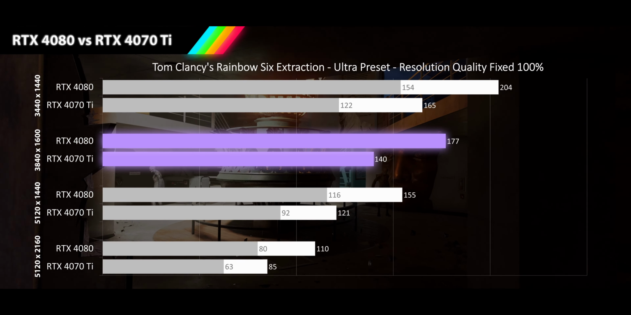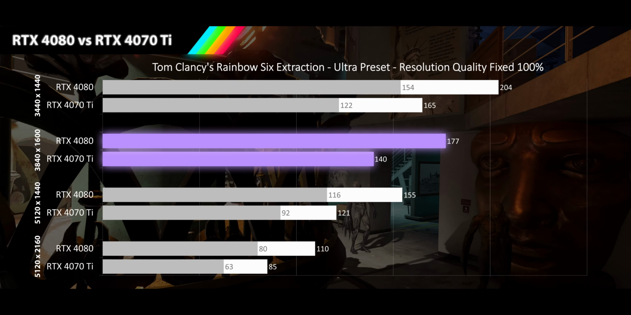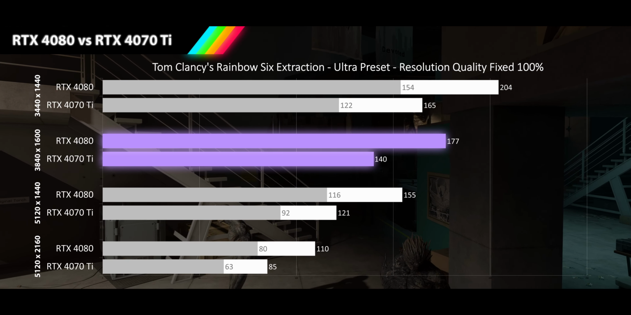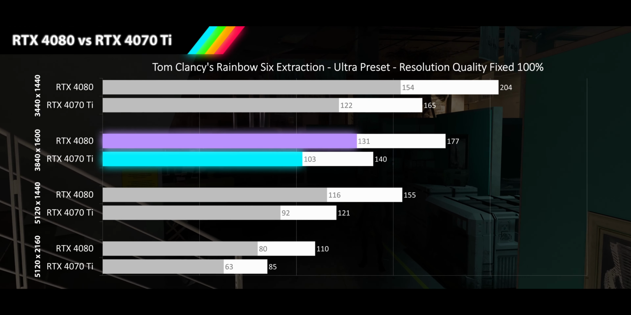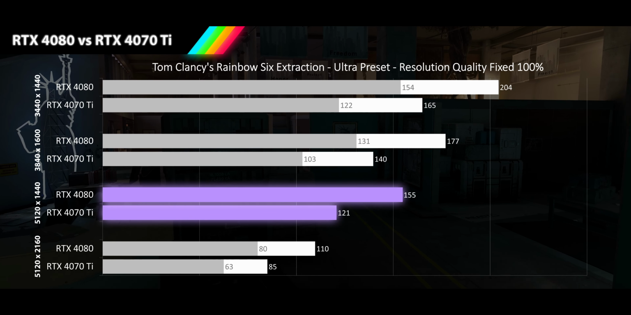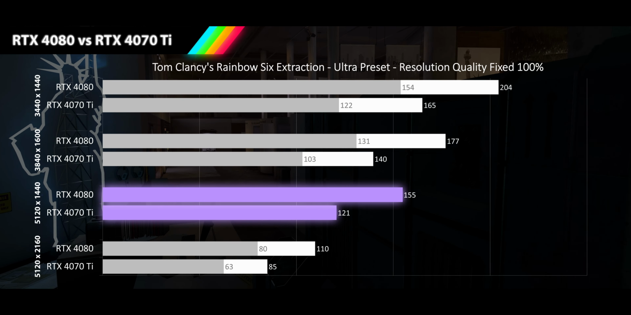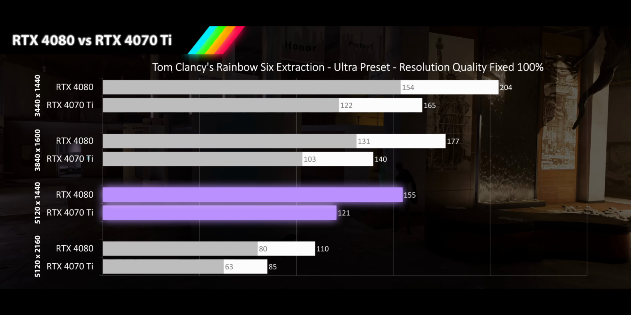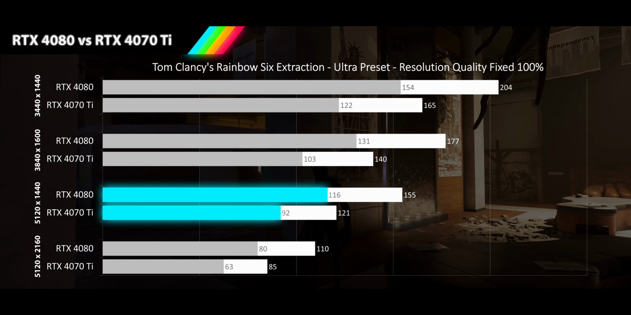At 3840 by 1600 ultra-wide, we see the 4080 maintain a strong lead of 27%, with a 161 FPS average to the 140 FPS of the 4070 Ti, and a steady 27% 1% low advantage. On our super ultra-wide, we see the 4080's lead stay steady at 28%, with a 139 FPS average to the 121 FPS of the 4070 Ti, with a 26% 1% low advantage for the 4080.